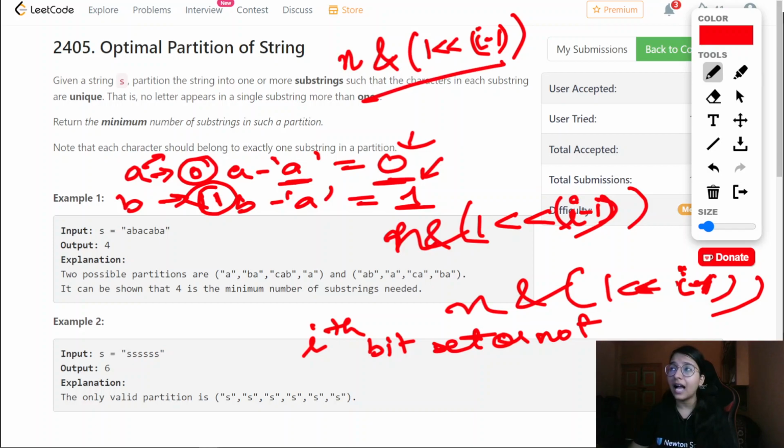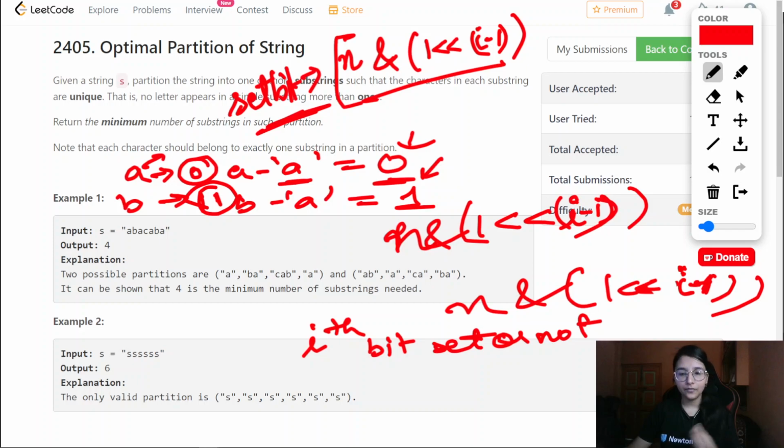And why are we taking I minus 1 for the ith bit? Because we are left shifting, basically we are left shifting 1, right? And 1 is also at a particular bit only. So that's why. Like this, here this is for the set bit thing. This way we will be checking whether that particular bit is set or not.